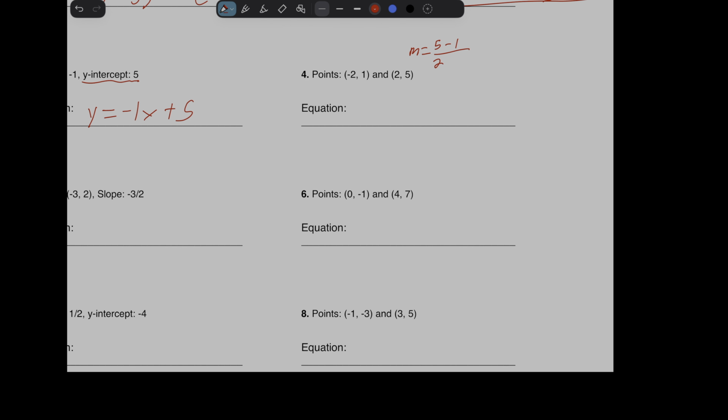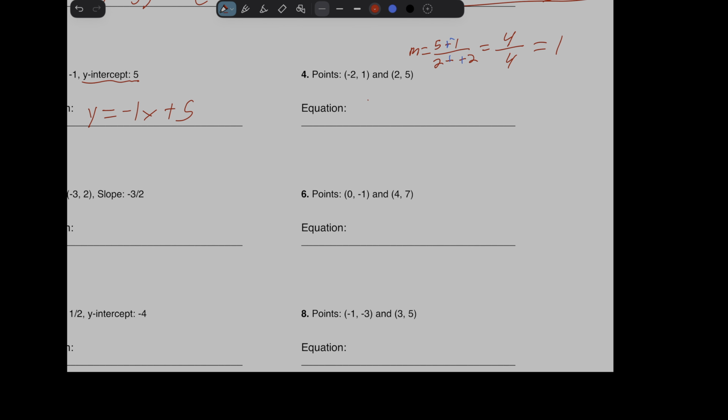Watch how I write this: minus a -2. Then I'm going to add a line, change a sign, add a line, change a sign. And my m is going to be 4 over 4, or just a 1, okay?